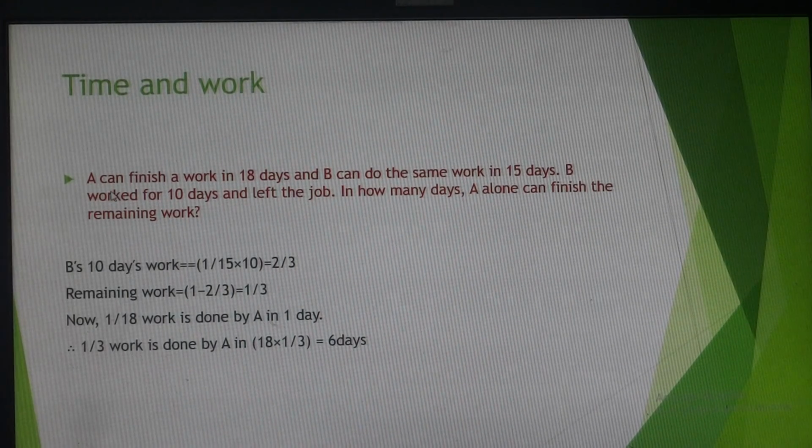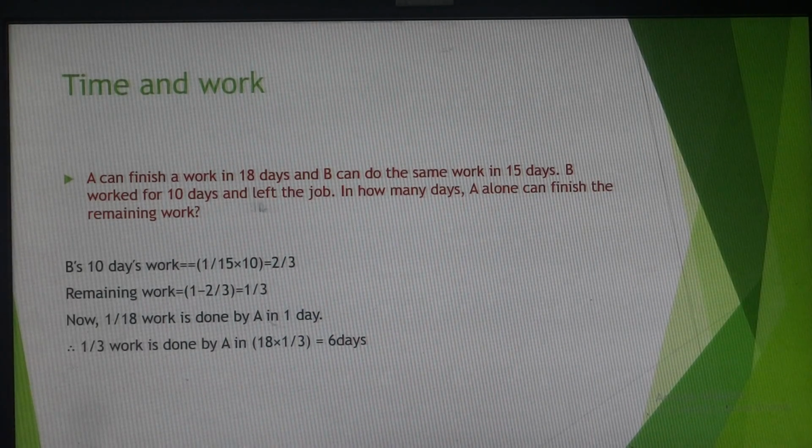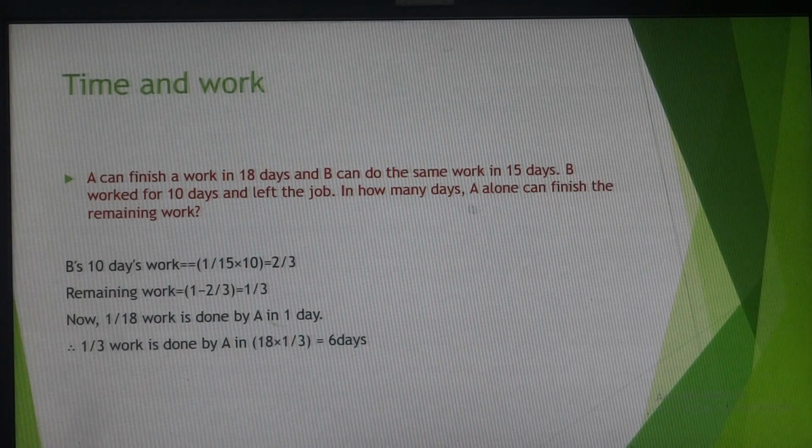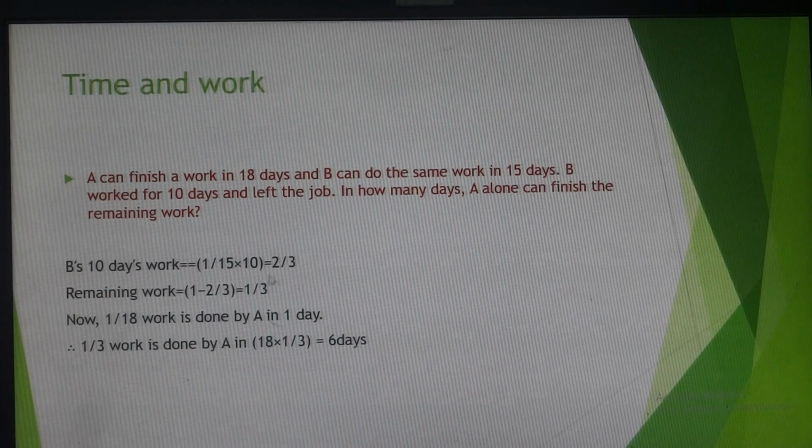Here's a different type of question. A can finish a work in 18 days and B can do the same work in 15 days. B worked for 10 days and left the job. In how many days can A alone finish the remaining work?